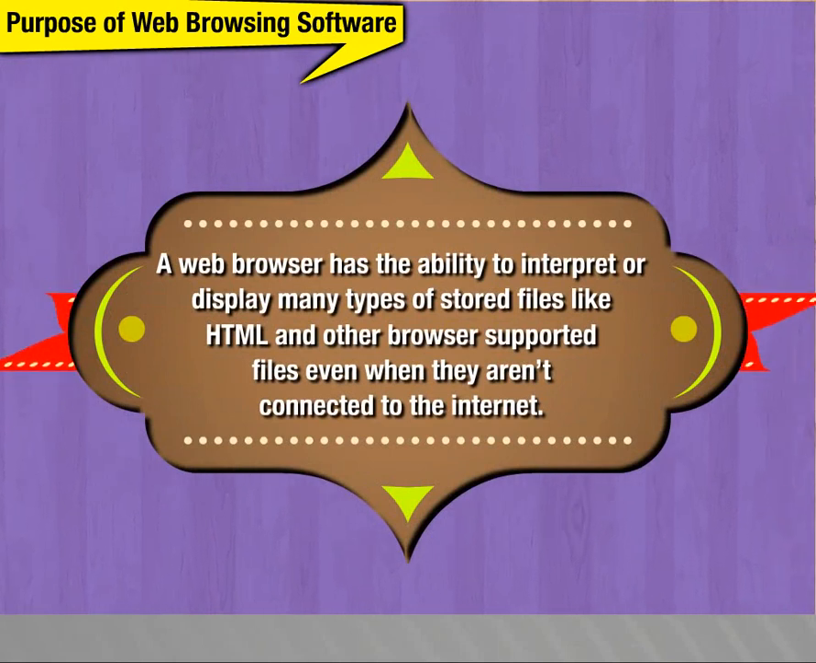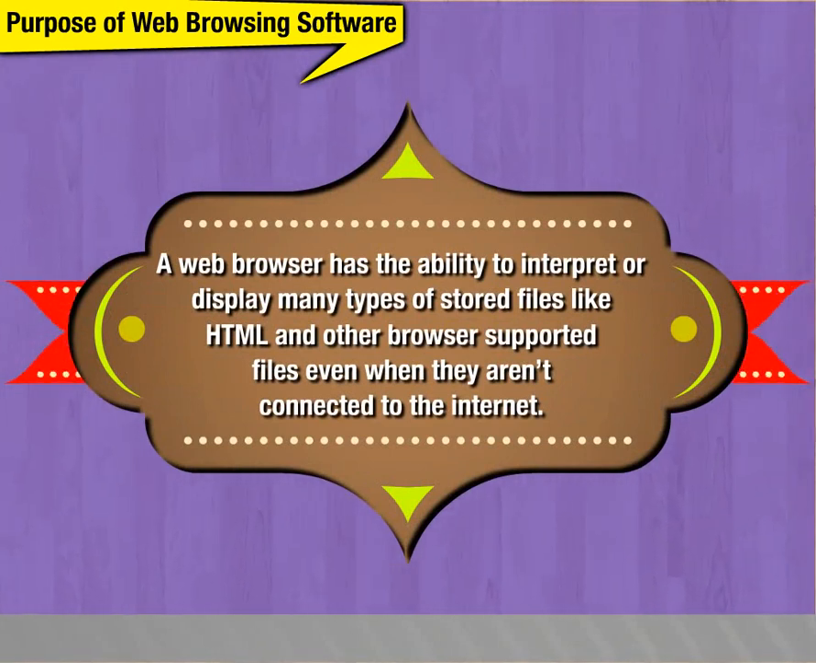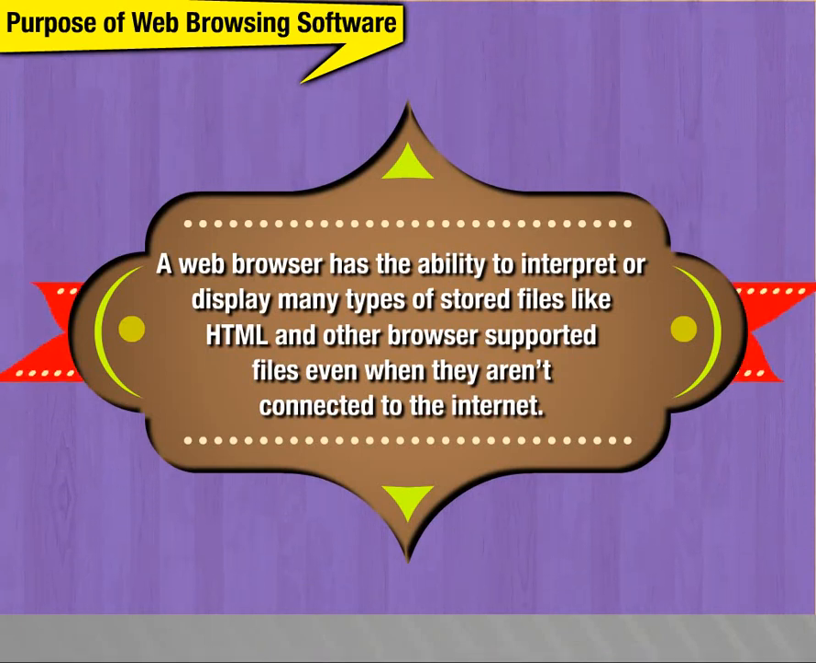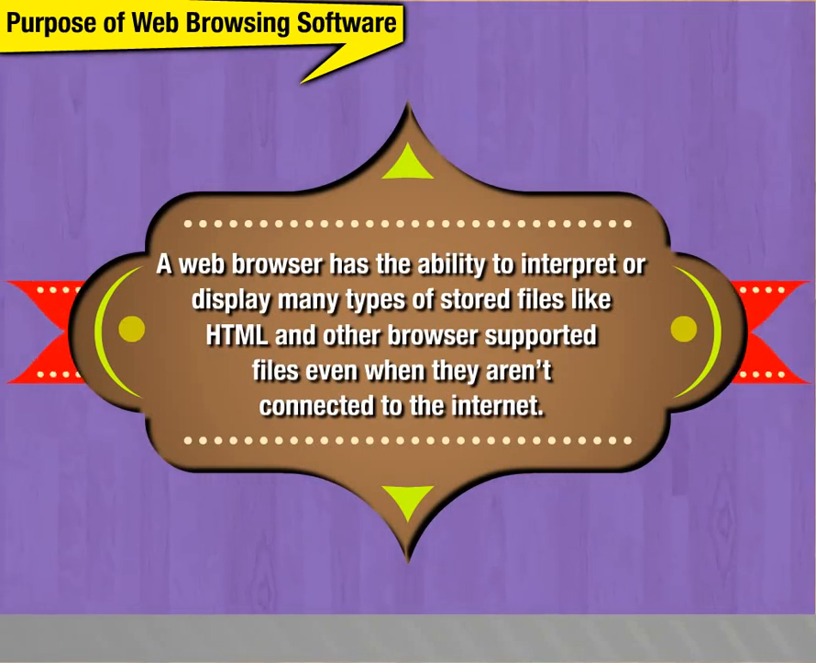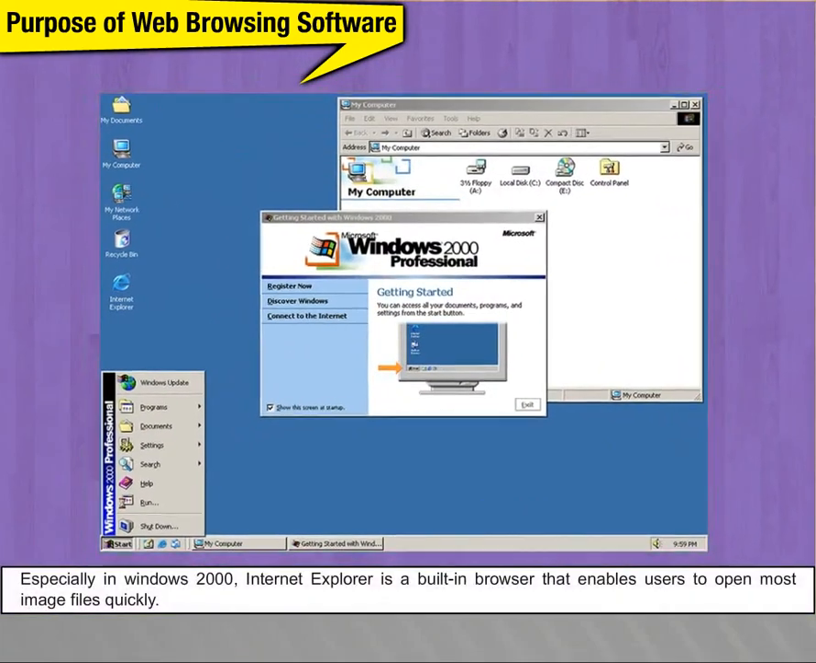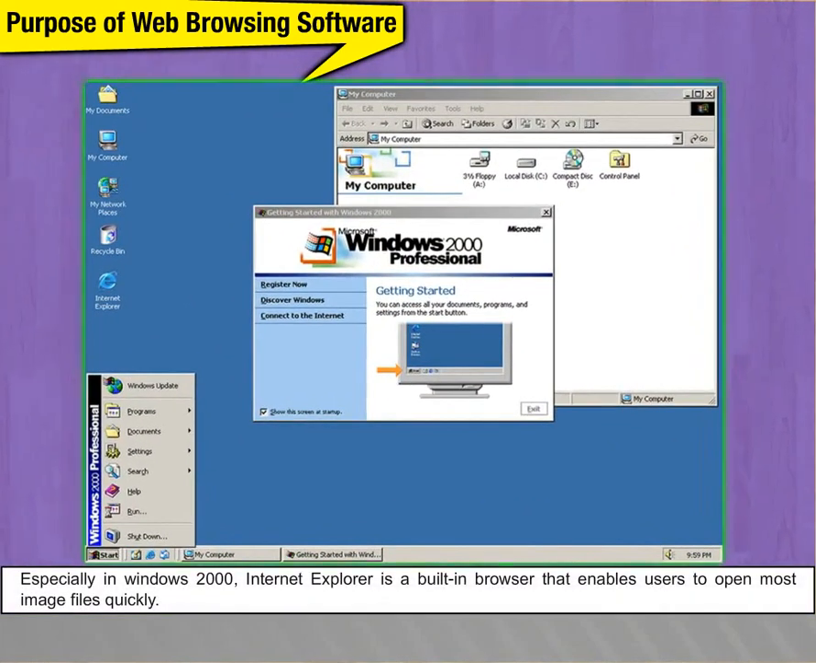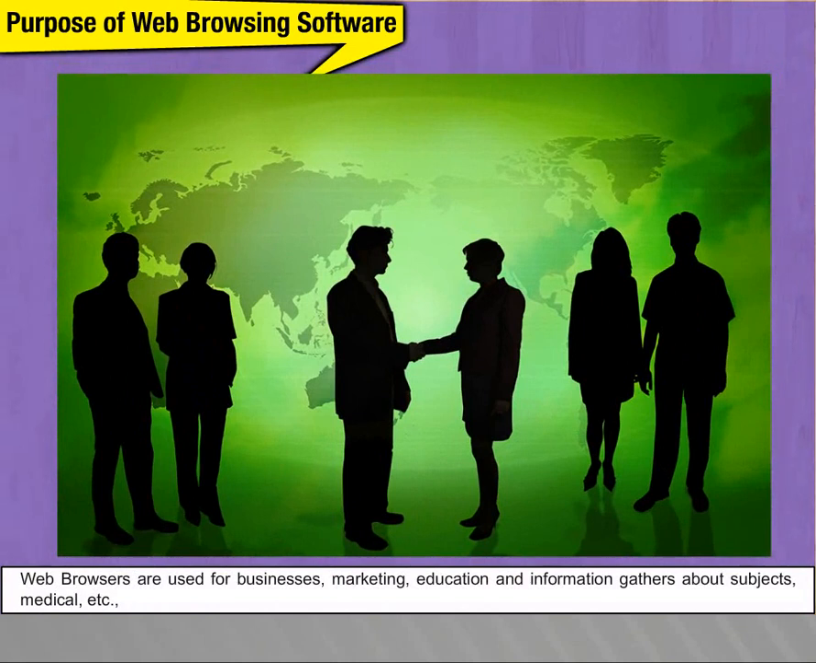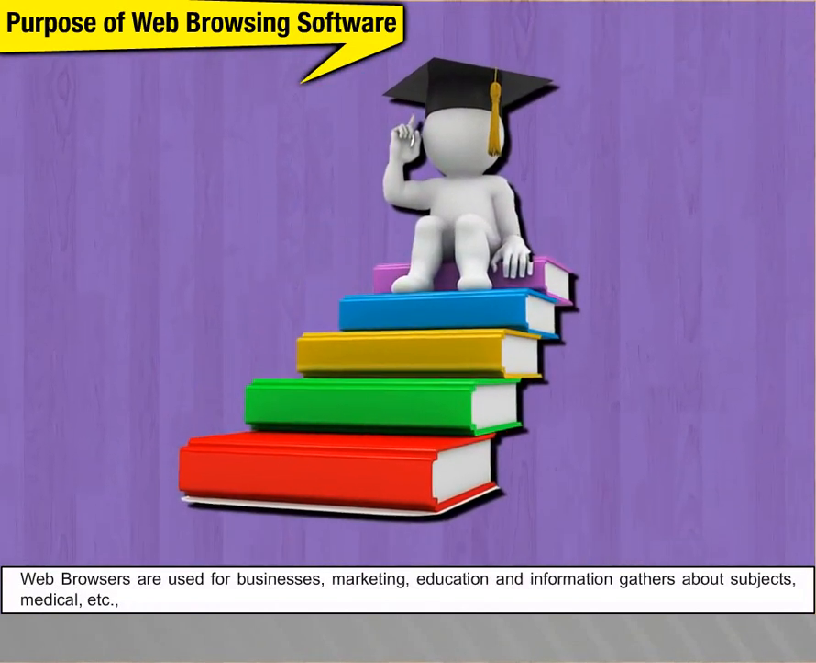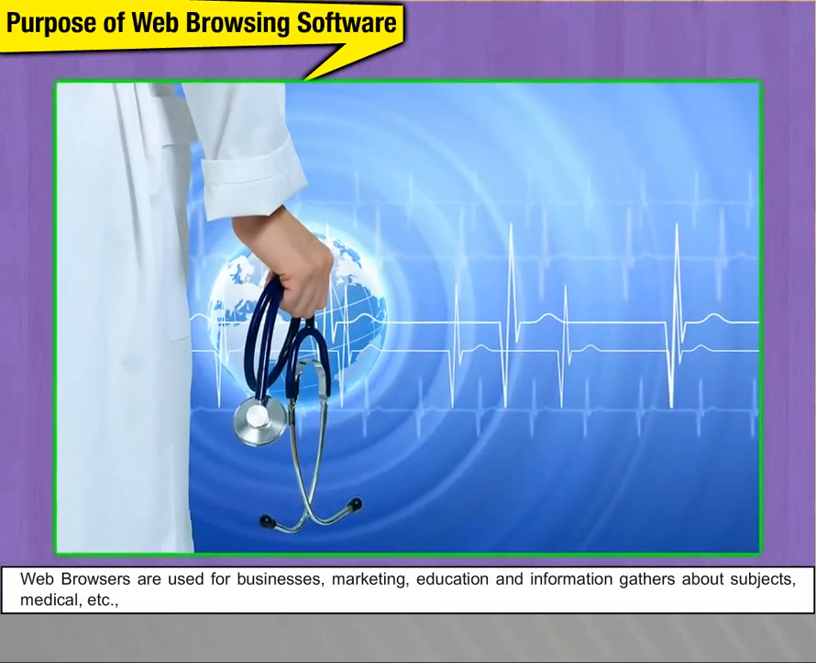A web browser has the ability to interpret or display many types of stored files like HTML and other browser-supported files, even when they are not connected to the internet. Especially in Windows 2000, Internet Explorer is a built-in browser that enables users to open most image files quickly. Web browsers are used for businesses, marketing, education, and information gathering about subjects, medical, etc.